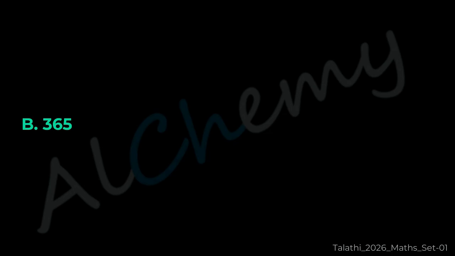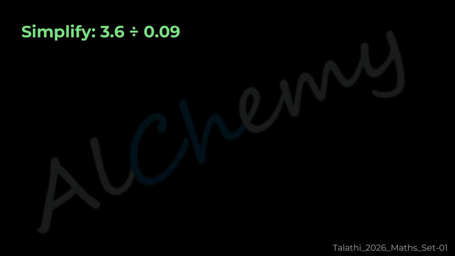The correct answer is B. 365. Question 31. Simplify 3.6 divided by 0.09. A. 40. B. 45. C. 48. D. 50.